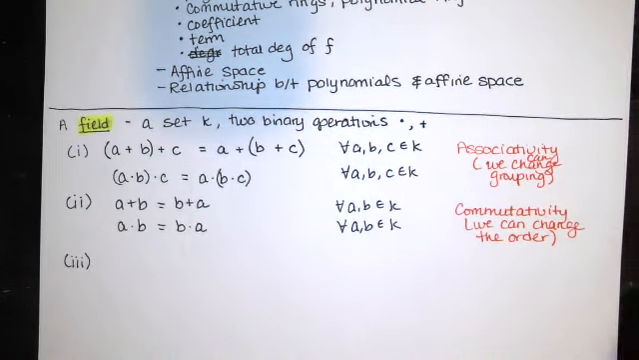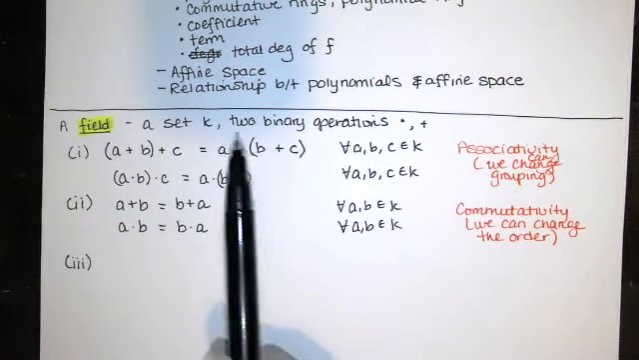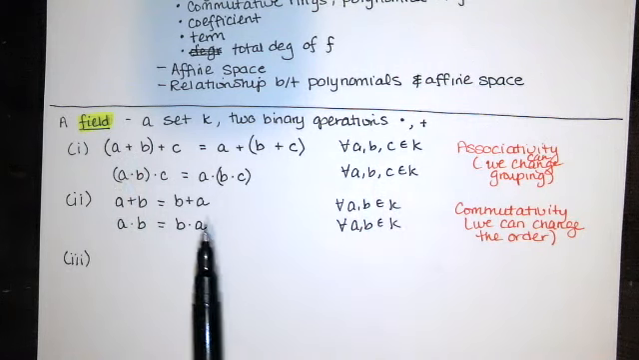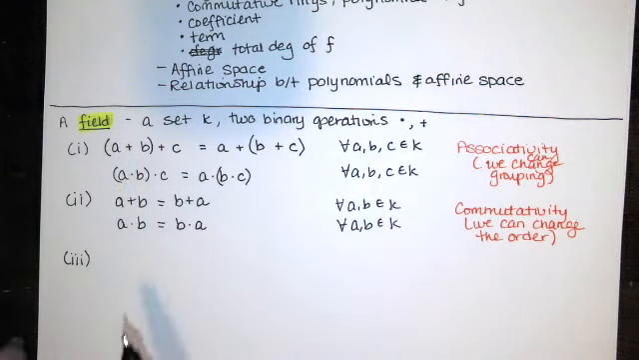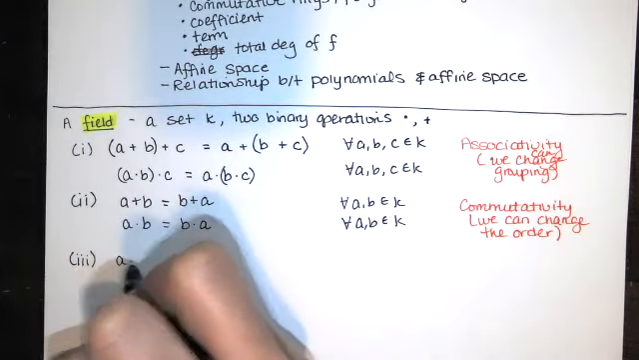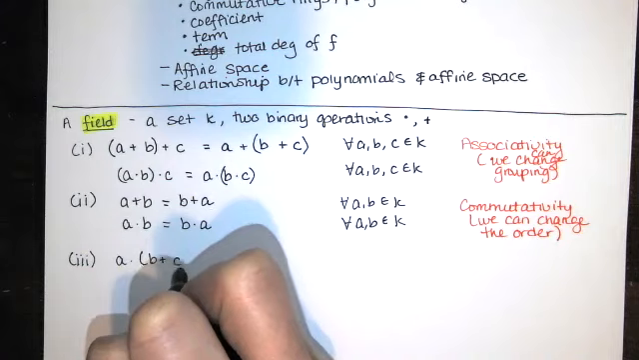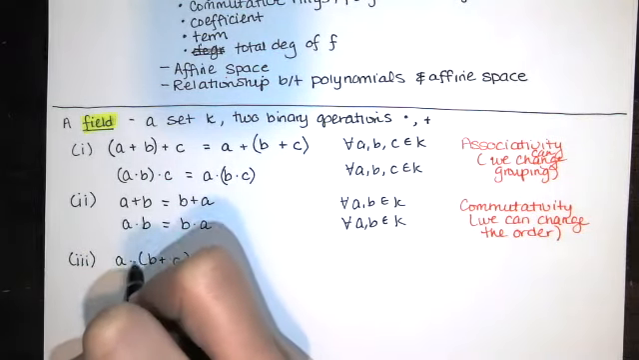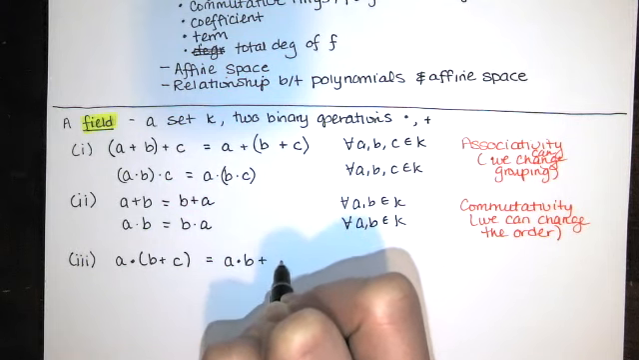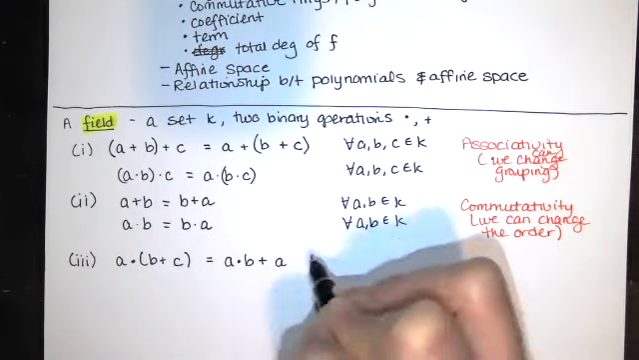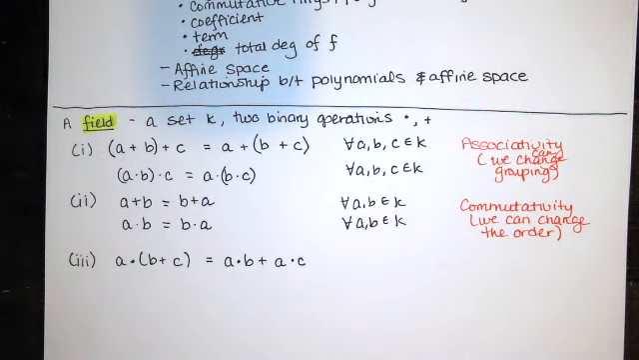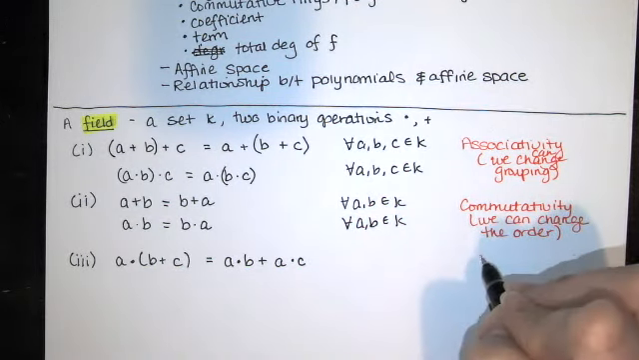So if you've got a set K where this holds for all A, B, C in K, then that's pretty special. So we've got associativity and commutativity. Another thing that we have is the distributive property. If you have A and you're multiplying it by the quantity B plus C, you get the same result if you multiply A and B and then you multiply A and C. So you can distribute multiplication over addition.